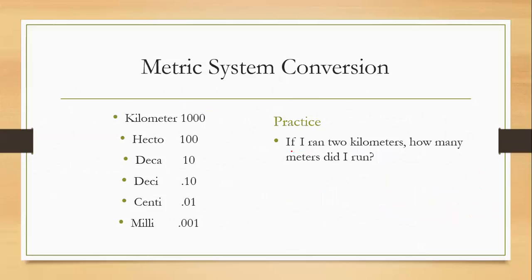So this next problem says, if I ran 2 kilometers, how many meters did I run? So we're going to be working backwards, the other way from the last one. So this one gave us 2 kilometers. So I'm going to write 2 km down here, and we're looking for meters. So looking back at our chart, we see there are 1,000 meters, remember, for every 1 kilometer.